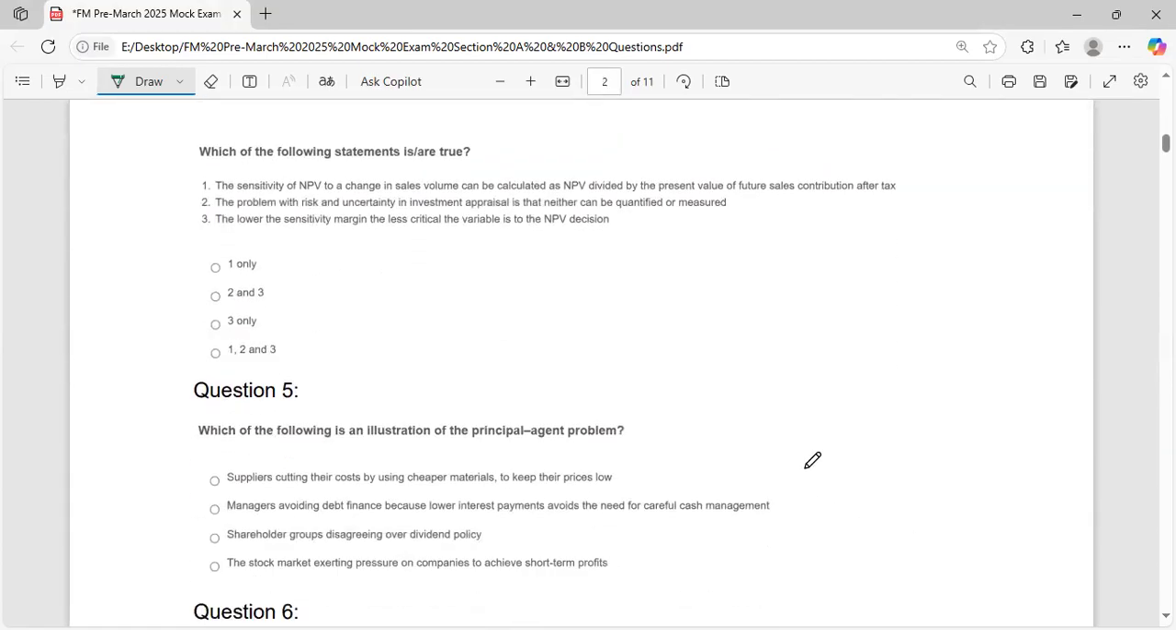Now we have question number 4. Which of the following statements is true? The sensitivity of NPV to a change in sales volume can be calculated as NPV divided by present value of future sales contribution after tax. It is true. Whenever you want to calculate sensitivity percentage, it is equal to net present value divided by relevant item present value after tax. Now, what does relevant item mean?